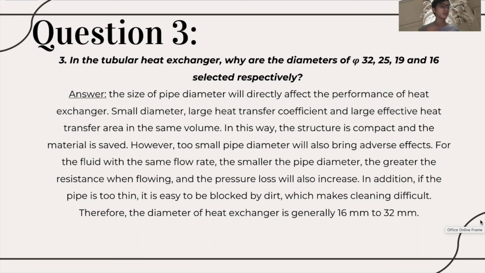So the answer would be the size of pipe diameter will directly affect the performance of heat exchanger. So small diameter, large heat transfer coefficient, and large effective heat transfer area in the same volume. So for the fluid with the same flow rate, the smaller the pipe diameter, the greater the resistance when flowing, and the pressure loss will also increase. And in addition, if the pipe is too thin, it is easy to be blocked by dirt, which makes cleaning difficult. So therefore, the diameter of heat exchanger is generally 16 millimeter to 32 millimeter.